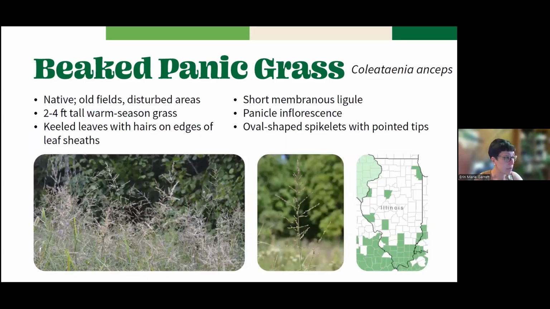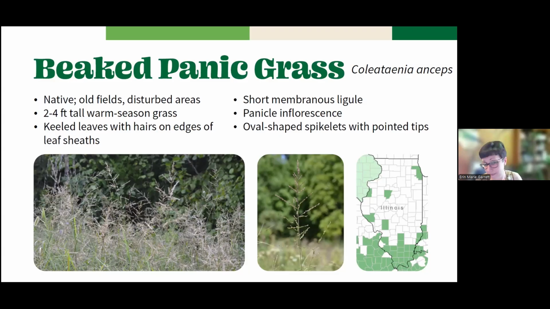Okay, beaked panic grass is next. If you took this presentation with me 6 years ago, it had a different scientific name then. It was Panicum anceps. It's been reassigned into one that's a lot more difficult to say, Coleotinea anceps. So it's been moved out of the panic grasses into a different genus where there are 5 different species in Illinois. This is the most common one, but it is pretty restricted to southern Illinois in that area.